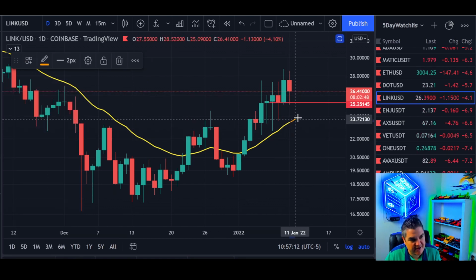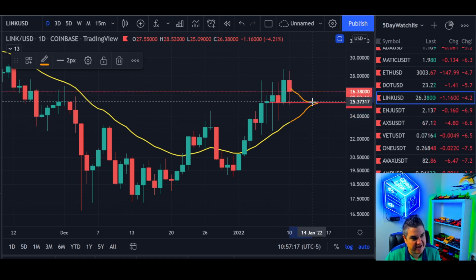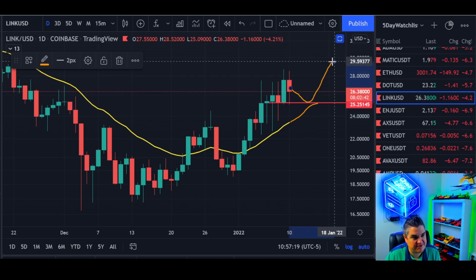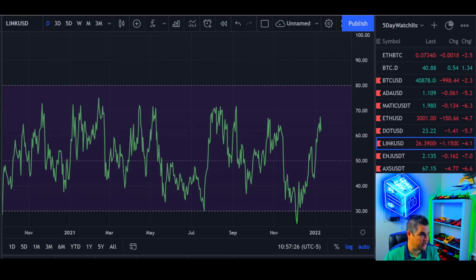So this is my ideal scenario for Link, is we kind of just come down here, hang out, maybe hit this, and then bounce. And then we could continue our momentum to the upside in the very bigly way. Okay, so that's what you want to look for with Link.